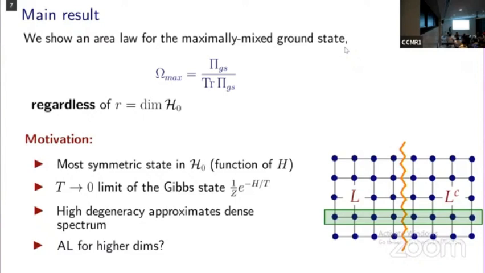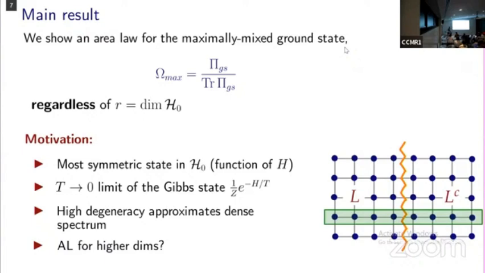And the reason why this might be interesting is that, first of all, this is the most natural state in the ground space. This is a function of the Hamiltonian. When T goes to zero, it is the limit of the Gibbs state. We heard about it like two talks ago. And we know that there is an area law for the Gibbs state in the mutual information for constant temperature, but this thing is for temperature going to zero.